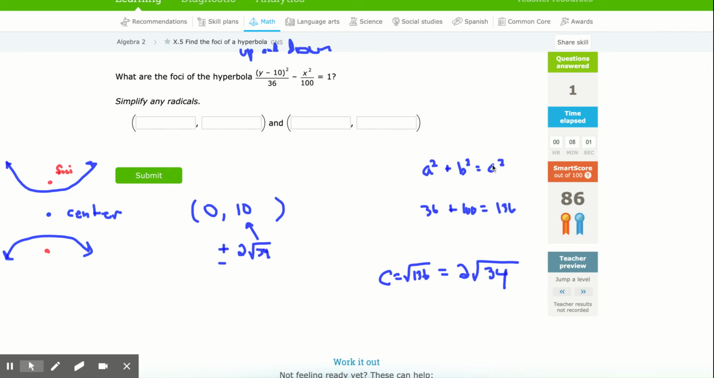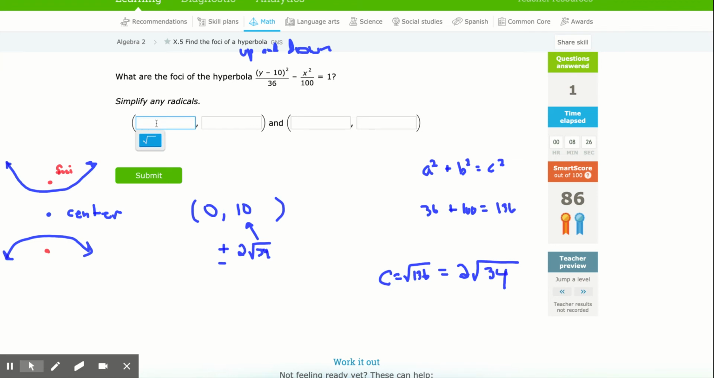And remember, we find c by adding these two, not like the ellipse where we subtract. In the hyperbola, we add 36 to 100, to 136. We square root that, which reduces to 2 square roots of 34. Notice it asks for radical form. So I'm going to add and subtract 2 square roots of 34. Since I'm going up and down from the center, I'm adding it and subtracting it from the y value.